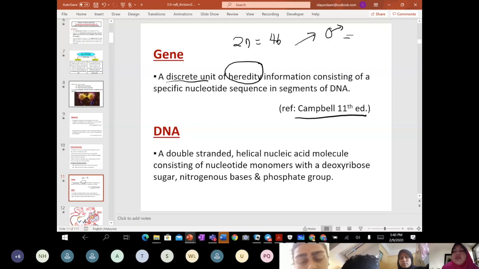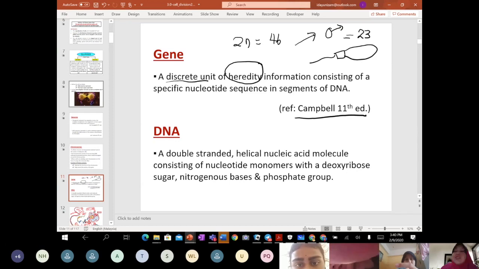So like us, as a human being, later on Yogin as a father will contribute 23 chromosomes in his sperm. Inside these 23 chromosomes are carried all the genes. That's the concept. The discrete unit of heredity, consisting of a specific nucleotide sequence, a segment of DNA.